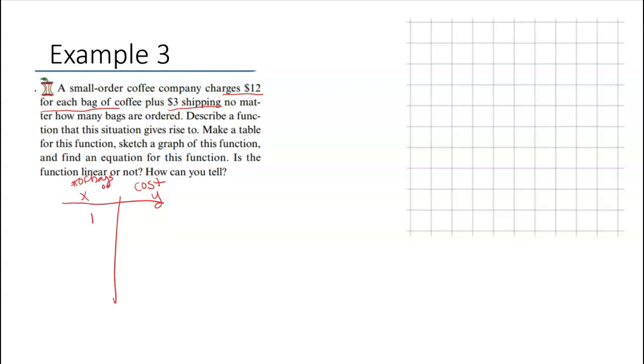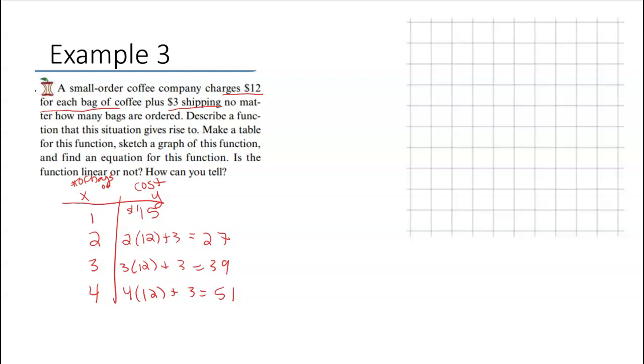Well, let's say you buy 1 bag of coffee. See how that's independent? I just picked that number. Well, that would cost you $12 plus $3 in shipping, so $15. What if I bought 2 bags of coffee? Well, that would be 2 $12 bags plus $3 in shipping, so that would be $27. What about 3? Well, that'd be 3 times 12 plus 3, which would give me 39. What about 4 bags? 4 times 12. And you can see that we're multiplying by the same number each time. And so I do think that this is going to be linear, but we can keep going.